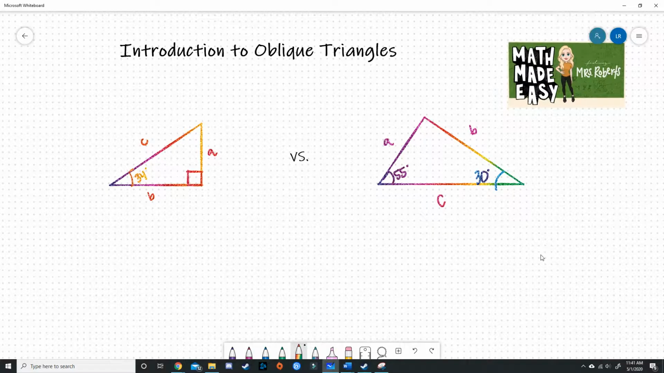This episode is going to focus on the introduction to oblique triangles. Up until this point, we have worked with a lot of right triangles, and you're going to see the right triangle right here on the left side of the screen. Right triangles were really cool because by having one angle be 90 degrees, we were able to solve so many things about this triangle.